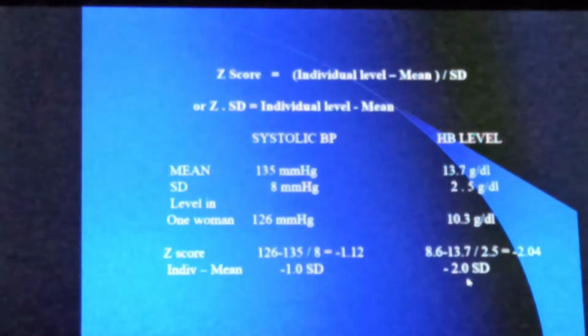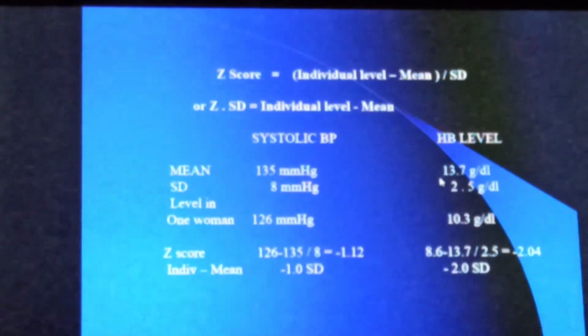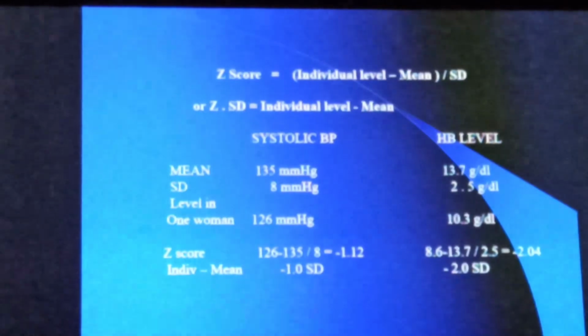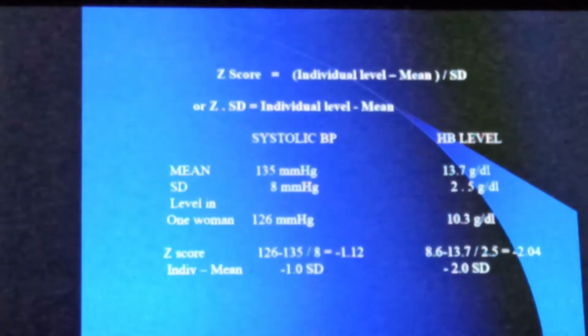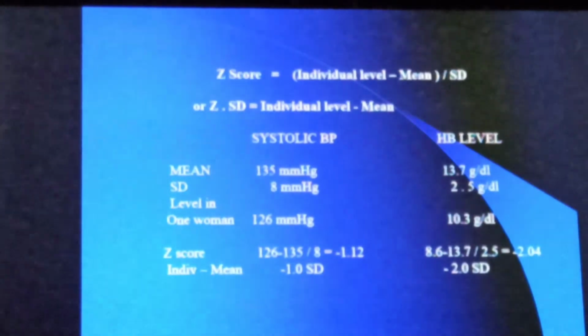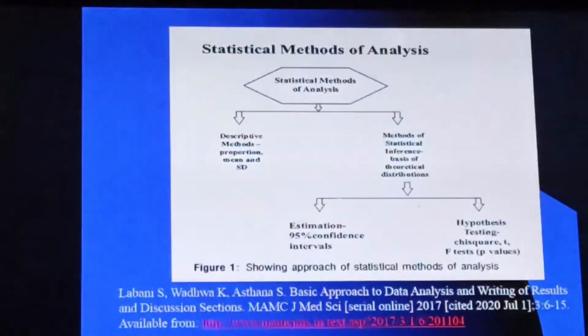Similarly for the Hb level also, it is minus 2 standard deviations, below the mean. This is the interpretation of Z, and it is useful in pediatric research also, for assessing newborns' weight according to the standards.